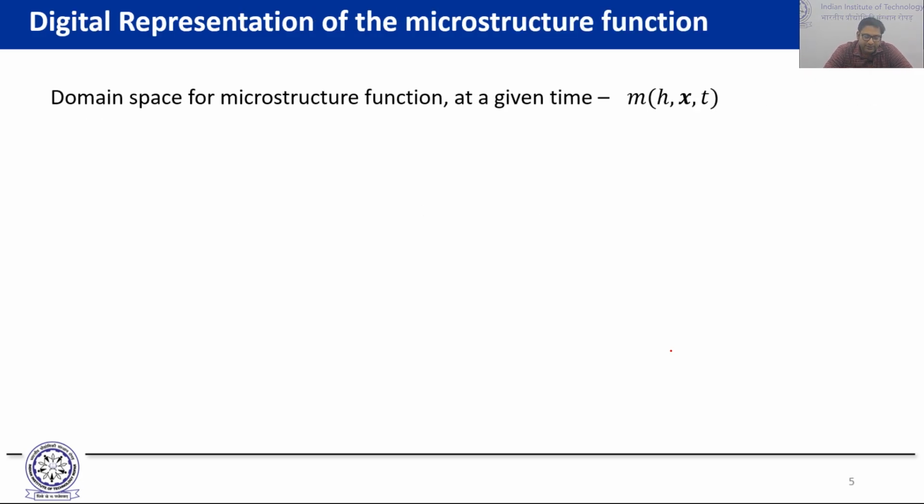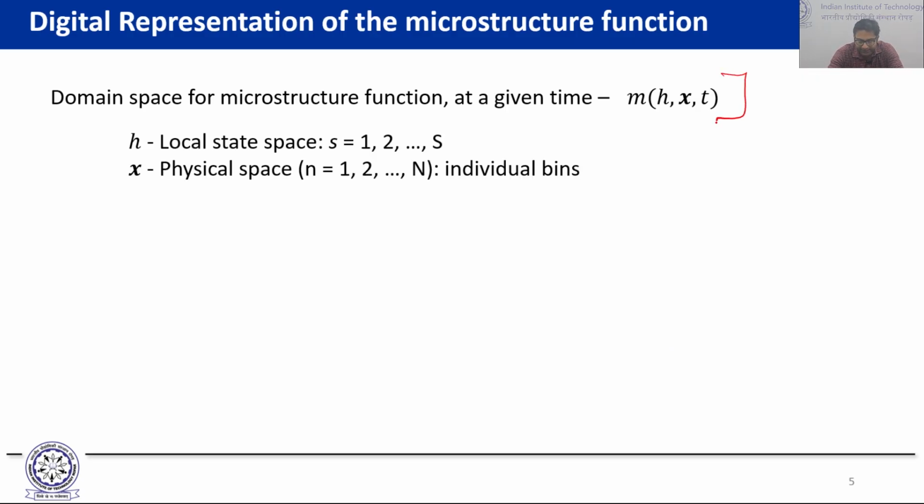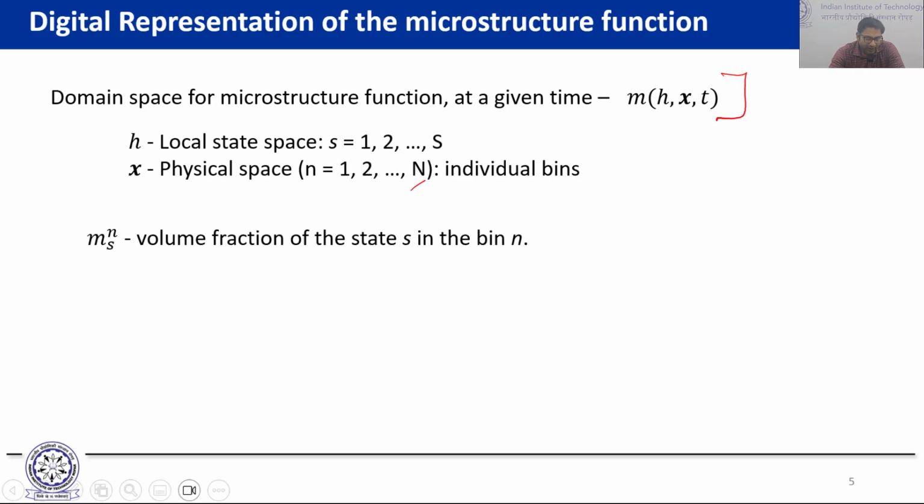Now, the domain space for the microstructure function at any given time is going to be given by m, h, x and t. H over here is the local state space, and then this term x, that is what is going to describe your physical space, which is divided into individual bins. So in this case, what we have done is we have divided the space into n bins. Now after that, we start defining another term over here, MSN, and this is basically the volume fraction of the states S inside the bin numbered as n.